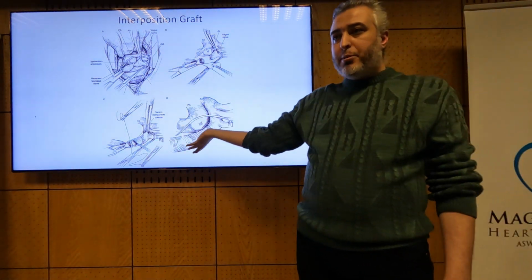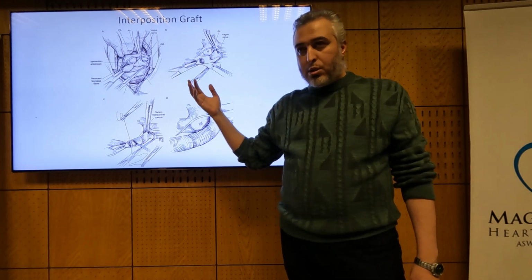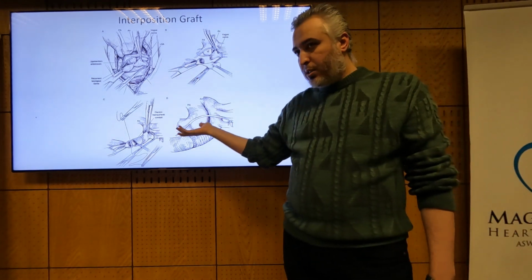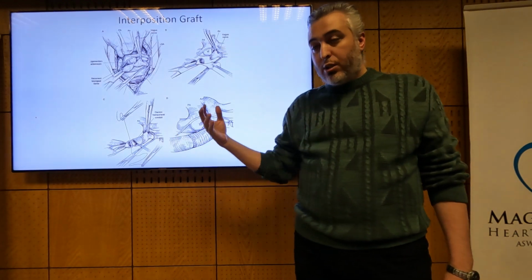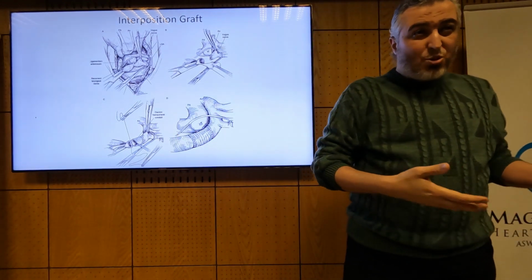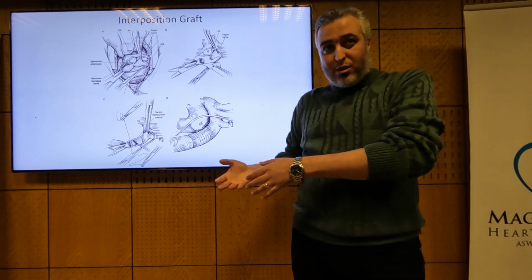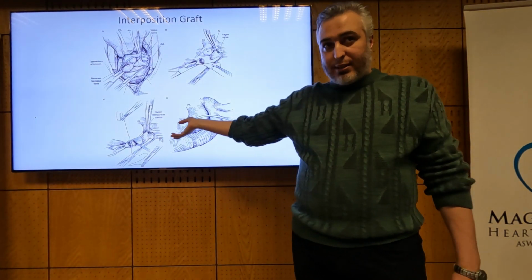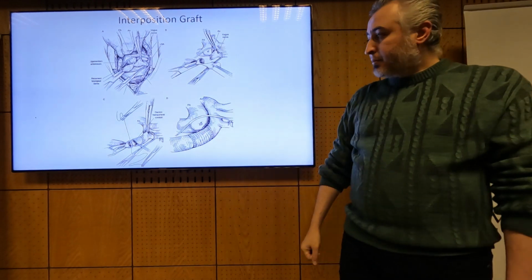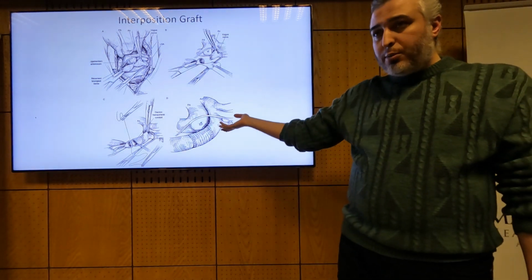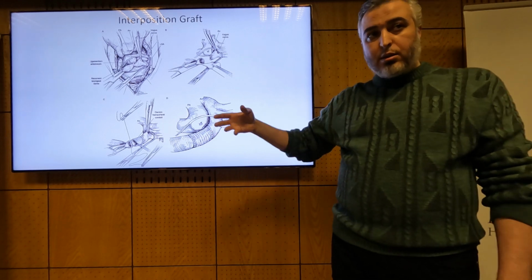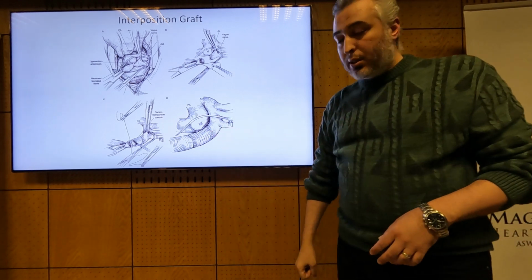So the obvious problem here is that tube will not grow. And so it is not an option in very small babies, because this tube will not grow and cannot be dilated. So sometimes if you put a stent in a child, you can later redilate that, while if you put a synthetic tube, you cannot. But then it is an option in adult patients who are not suitable for cath stenting.